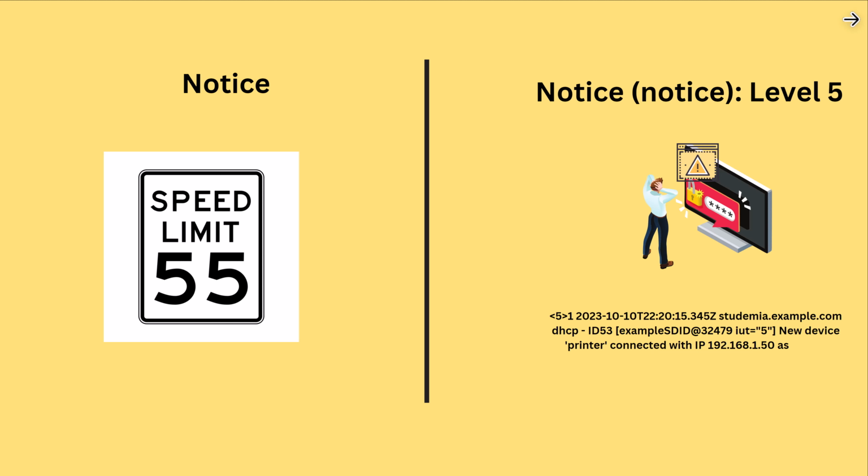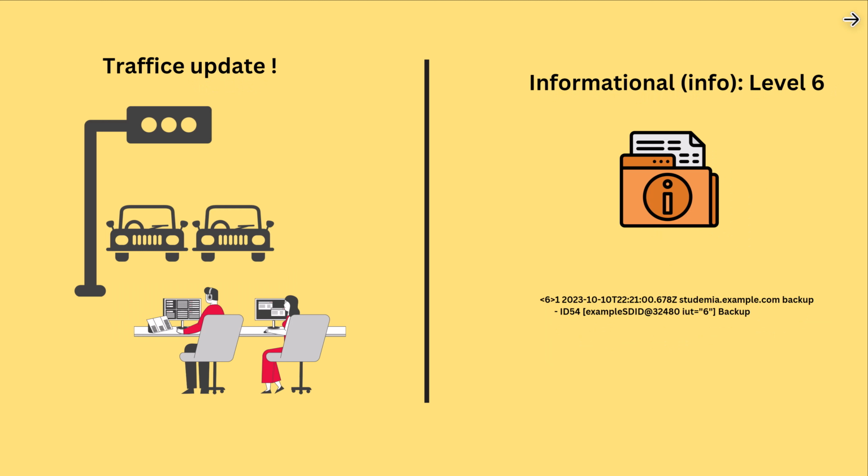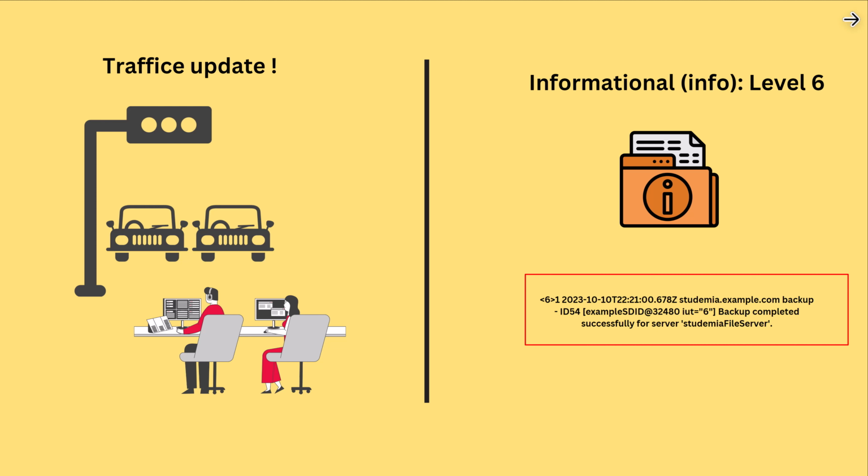Number 6 is informational. If you compare it with driving, it's like a traffic update, how much traffic is going to be ahead of you if you're crossing a tunnel or bridge. Similar to computer network information, which is level 6. For example, if a backup completed successfully for the servers, Studemia file server, this is like an informational FYI, either success or fail.